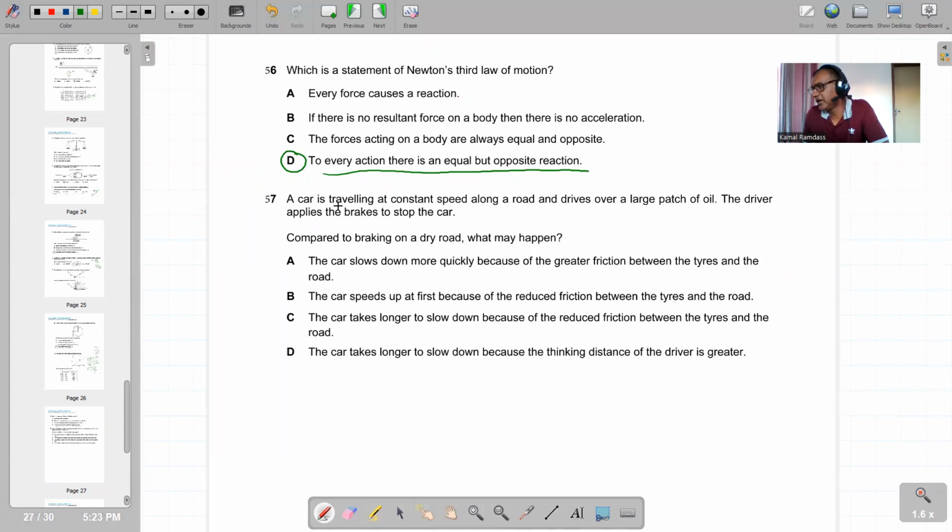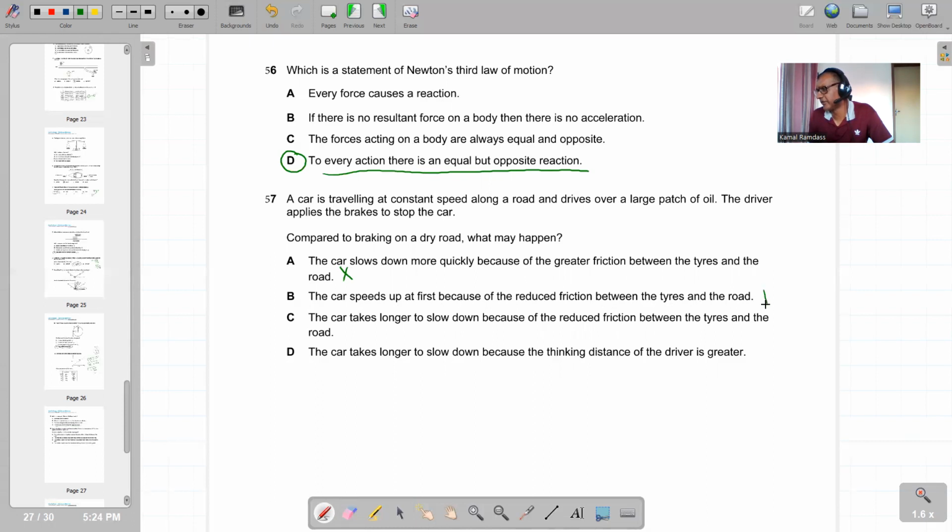A car is traveling at constant speed along a road and drives over a large patch of oil. The driver applies the brake to stop the car. Compared to braking on a dry road, what happened? The car slowed down more quickly because of greater friction between the tires and the road? In a less friction because of the large patch of oil. The car speeds up at first because of the reduced friction between the tires and the road.